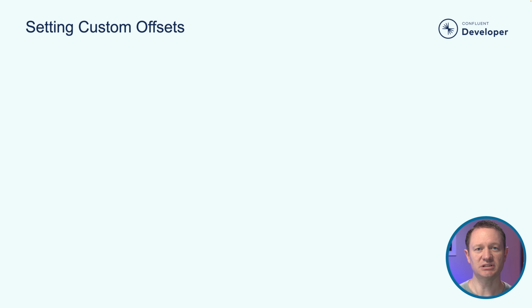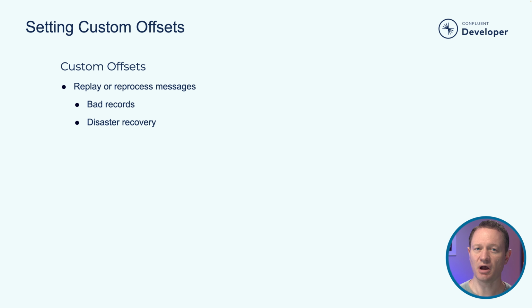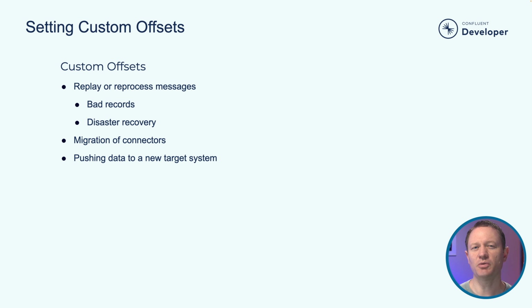There are three main reasons to use custom offsets. First, if you want to replay or reprocess the messages, or skip a bad record. This includes a disaster recovery scenario where you need to reprocess any data that may have been missed. Second, maybe you want to migrate from a self-managed connector to a fully managed connector. And number three, let's say you want to start pushing data into a new target system without reprocessing it from the beginning. In all of these cases, starting from the beginning may not be possible or is unnecessary and a waste of time and resources.